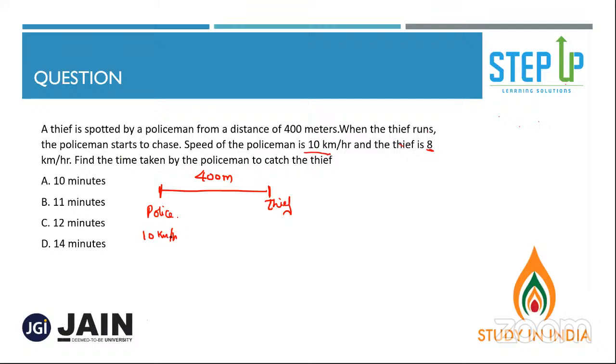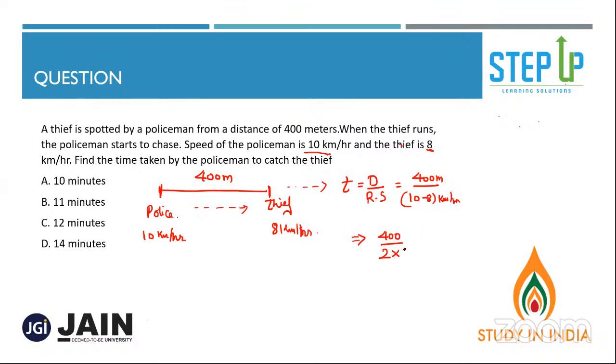Police is running at the speed of 10 kilometer per hour and thief is running at the speed of 8 kilometer per hour. So first of all, if police has to catch the thief, the thief is also moving in the same direction, police is also moving in the same direction. So basically we need to calculate the time taken by police to catch the thief. So the relative speed will come into picture. Distance is 400 meter and this will be 10 minus 8, but that's in kilometer per hour. So this will be 400 by 2 kilometer per hour.